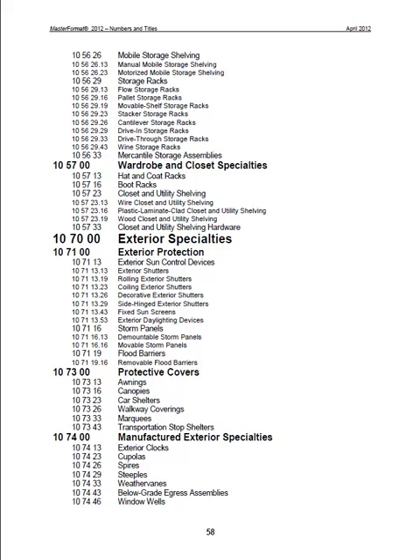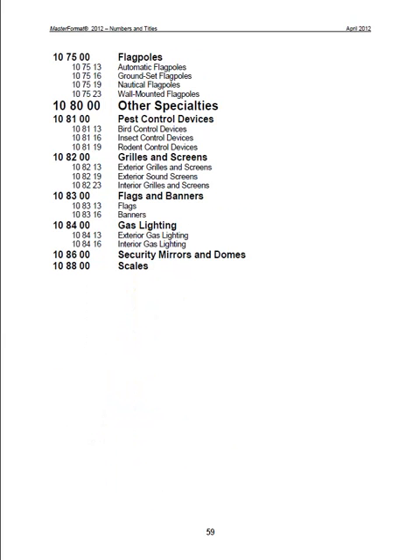Exterior specialties, sun control, wine storage racks have their own specification section under CSI. Flags and banners fall under specialties.